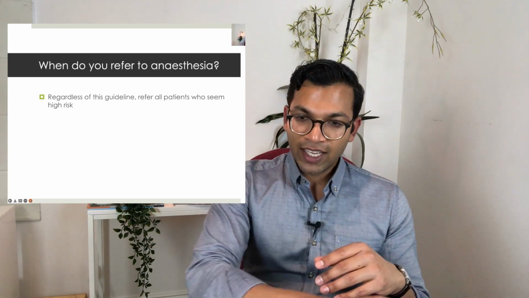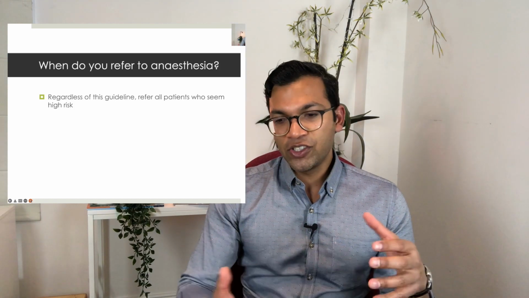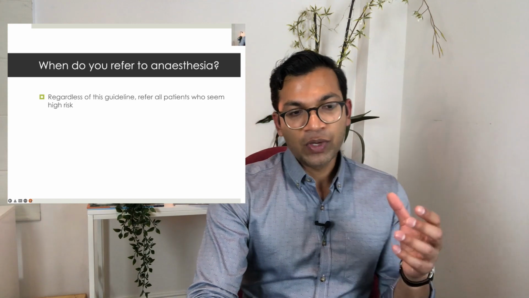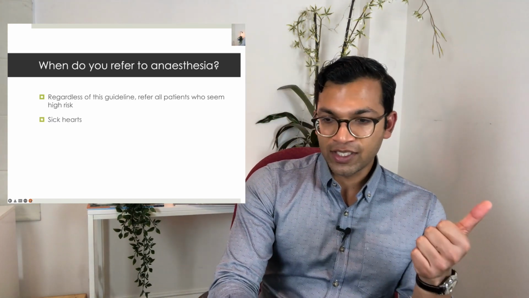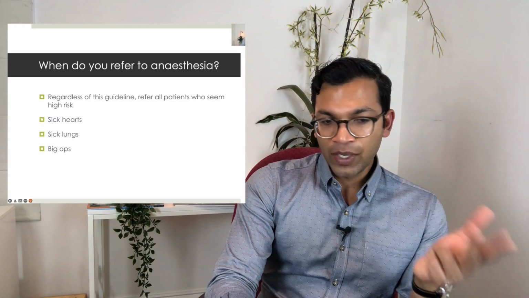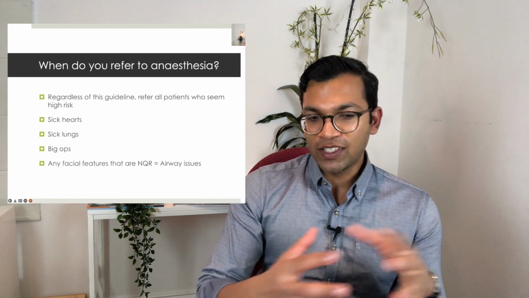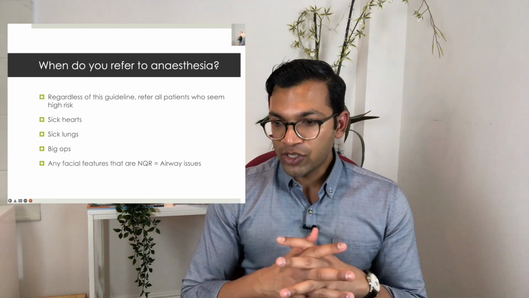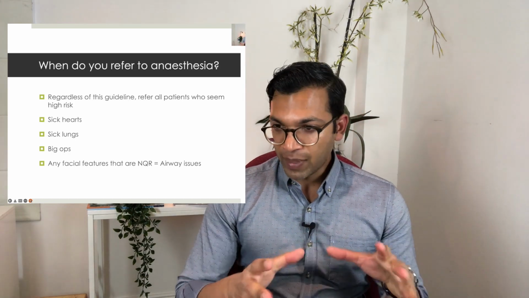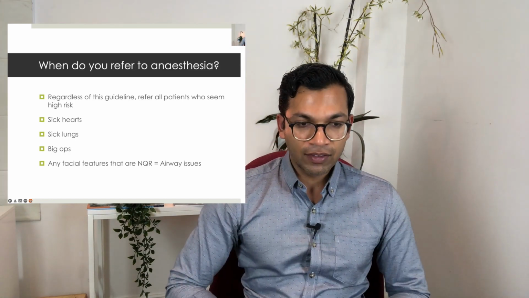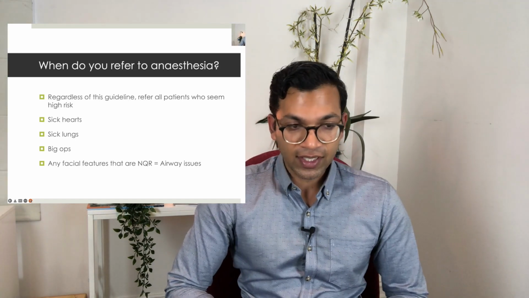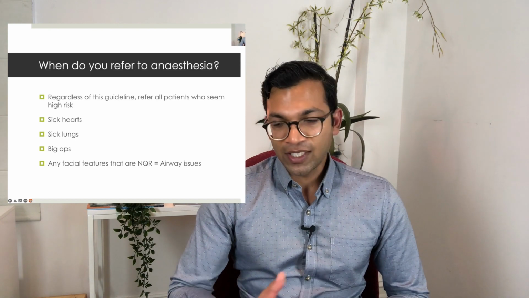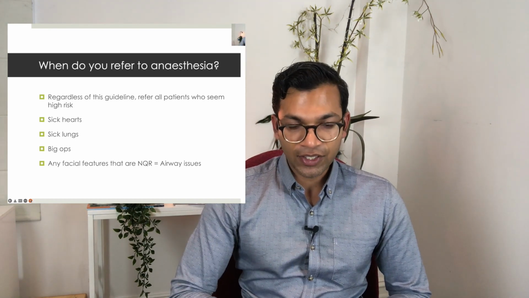Even though this guideline allows you to make some pretty big decisions, as a junior doctor, you want to be able to make a decision or suggest a decision, but also realize that I will refer high-risk patients, sick hearts, sick lungs, big operations, and any facial features that are not quite right, or NQR, because that equals bad airway issues that we need to plan for. So I hope that makes sense. This guideline will give you the tools to make very reasonable decisions in most circumstances, but regardless, if the patient's high risk, definitely refer to anesthesia.